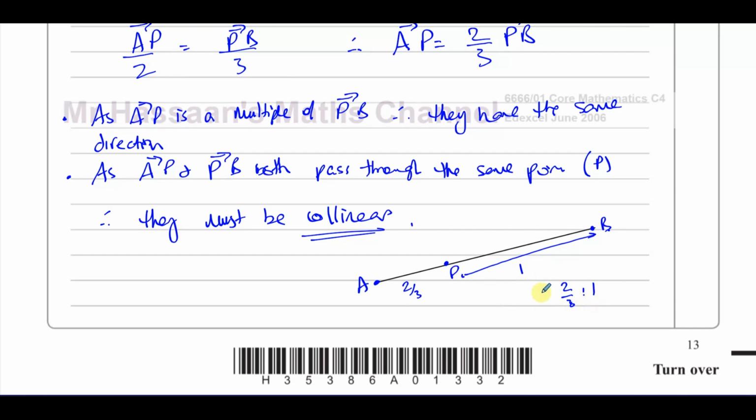Now, if I want to make that into the simplest form, I can just multiply both sides by 3. So A to P to P to B would be 2/3 to 1, but we want to write a ratio in the simplest form, so we multiply both sides by 3. That's going to give you 2 to 3. Maybe that's an easier way for you to think about it. The ratio of A to P to P to B is 2 to 3. This is 2/3 times that. That's an alternative way of thinking about it. I just want to make sure you understand properly. So that's the end of this question.